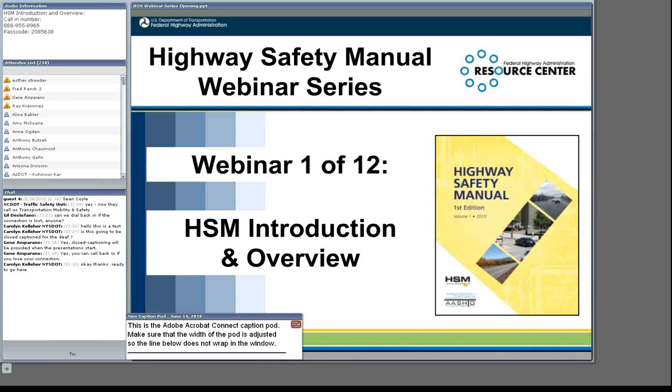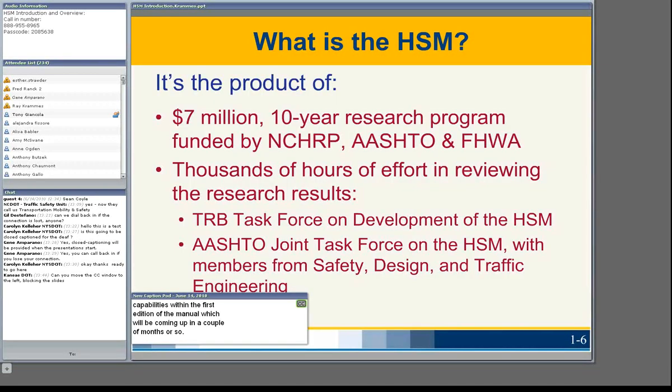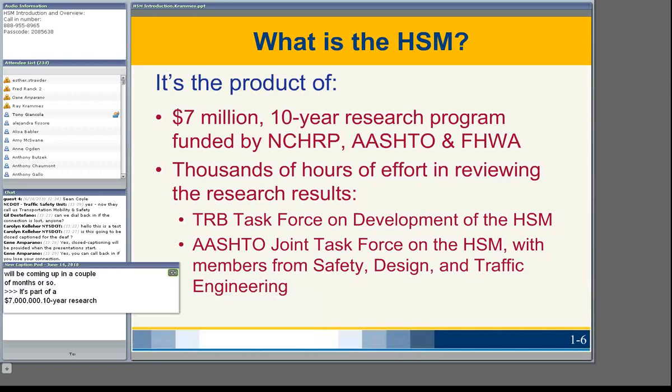The Highway Safety Manual is the product of a $7 million 10-year research program funded through the National Cooperative Highway Research Program with AASHTO and FHWA's participation as well. And I would note it builds upon the research activities in highway safety for at least the 20 years prior to this past 10-year period that has been focused on developing the Highway Safety Manual.